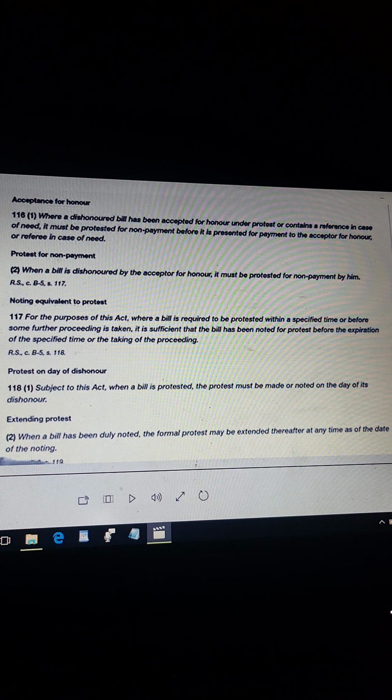Protest on date of dishonor. 118. 1. Subject to this act, when a bill is protested, the protest must be made or noted on the date of its dishonor. Extending protest. When a bill has been duly noted, the formal protest may be extended thereafter at any time as of the date of the noting.